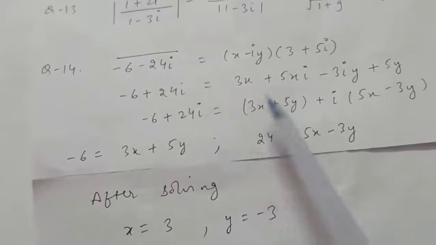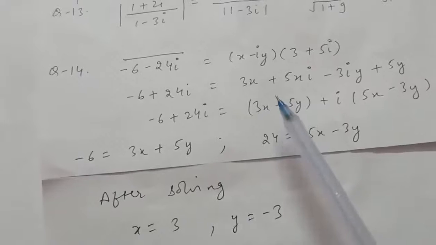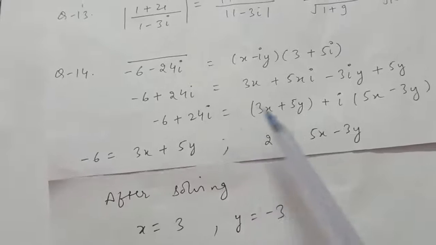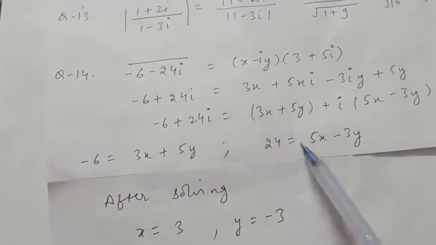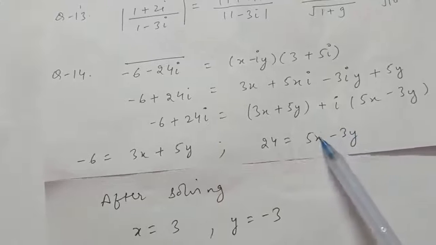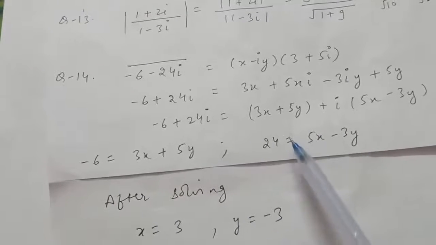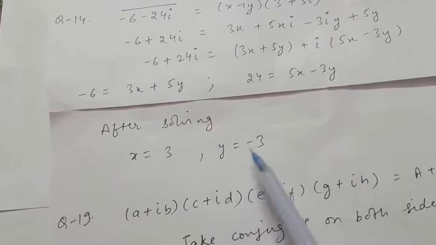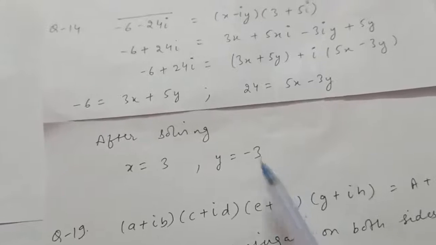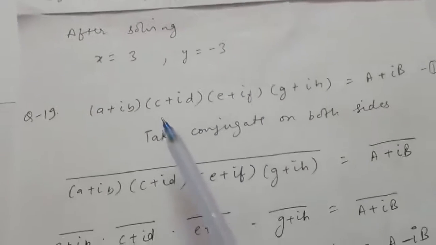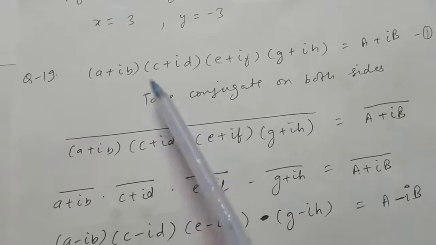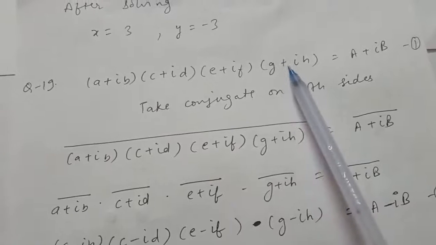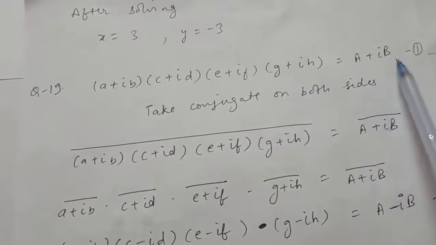Now because these two complex numbers are equal, therefore their real parts are equal. So minus 6 is equal to 3x plus 5y, and their imaginary parts are equal. Therefore 24 is equal to 5x minus 3y. Now these are two equations. When you solve these equations, you will get the value of x as 3 and the value of y as minus 3, right? Now in question number 19, it is given that (a plus iota b) into (c plus iota d) into (e plus iota f) into (g plus iota h) is equal to a plus iota b, right?